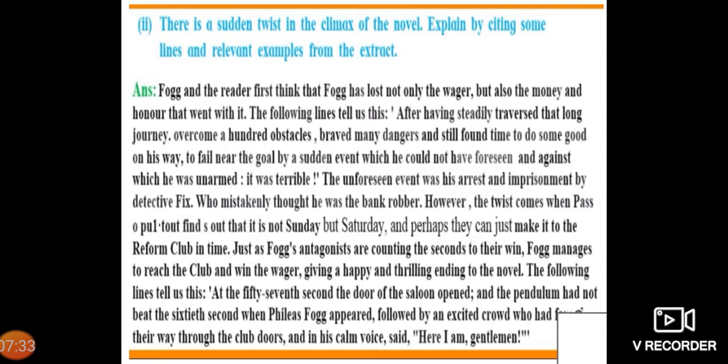finds out that it is not Sunday but Saturday, and perhaps they can just make it to the Reform Club in time, just as Fogg's antagonists are counting the seconds to their win. Fogg manages to reach the club and win the wager, giving a happy and thrilling ending to the novel. The following lines tell us this: at the 57th second, the door of the saloon opened, and the pendulum had not beat the 60th second when Phileas Fogg appeared, followed by an excited crowd who had forced their way through the club door, and in his calm voice said, "Here I am, gentlemen."